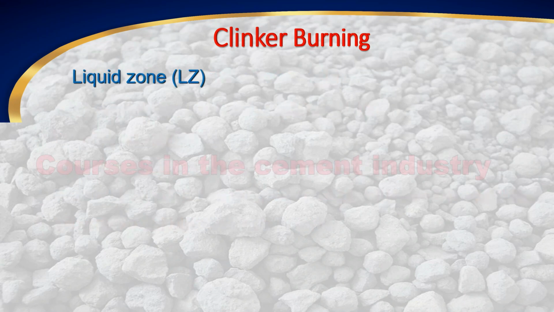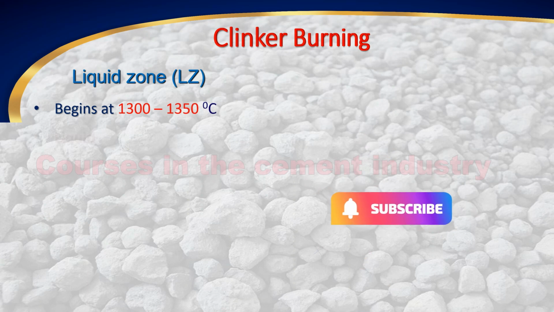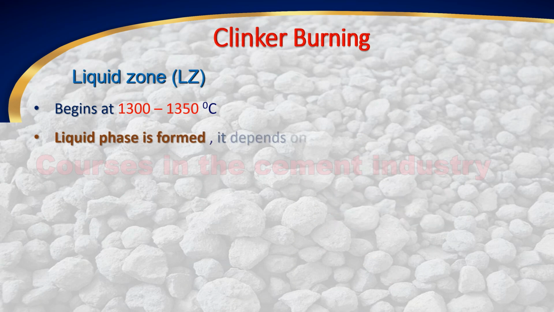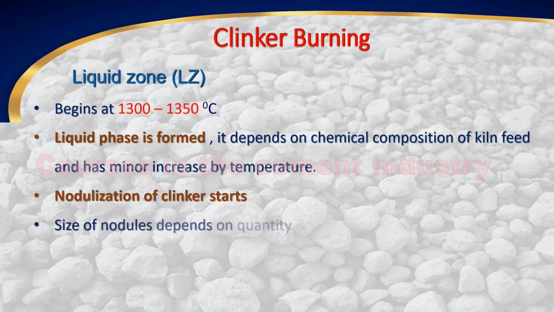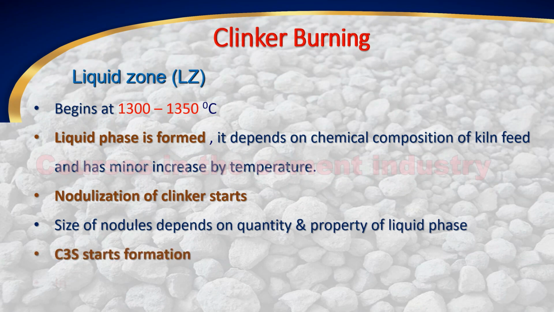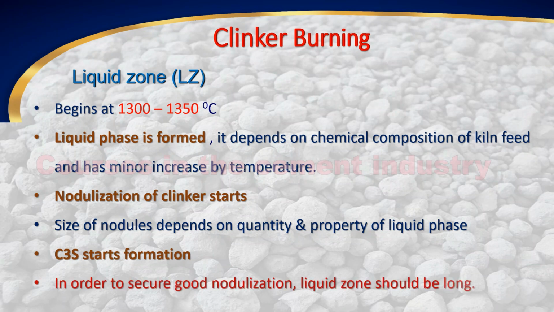Liquid zone. Begins at 1300 to 1350 degrees. Liquid phase is formed, it depends on the chemical composition of kiln feed, and has a minor increase with temperature. Nodulization of clinker starts. Size of nodules depends on quantity and property of liquid phase. C3S starts formation. In order to secure good nodulization, the liquid zone should be long.